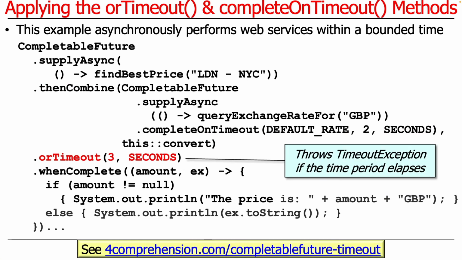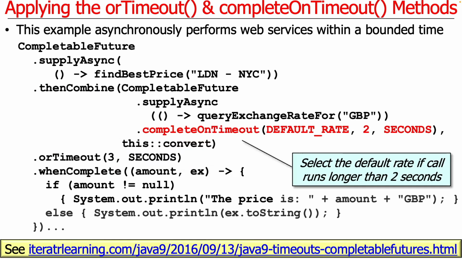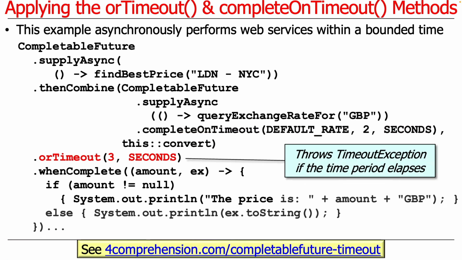So the next thing we do, just to flesh the example out a bit more, is use orTimeout. And what orTimeout says is, if the whole computation up here takes more than 3 seconds, throw the timeout exception. This timeout said if it takes more than 2 seconds to get the exchange rate, then use the default exchange rate. This says if all of that took more than 3 seconds, throw the timeout exception, because we're just not going to wait around that long. And we could quibble about whether it should be 3 seconds or 5 seconds or 2 seconds or whatever, but I just set that to give an example.